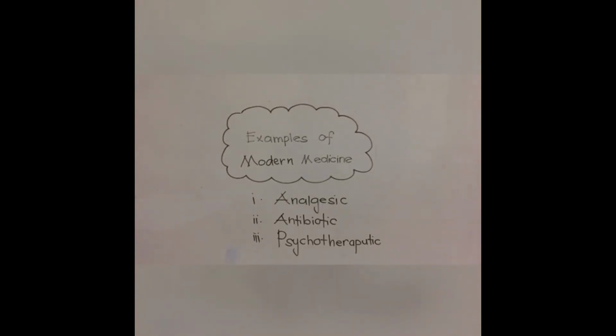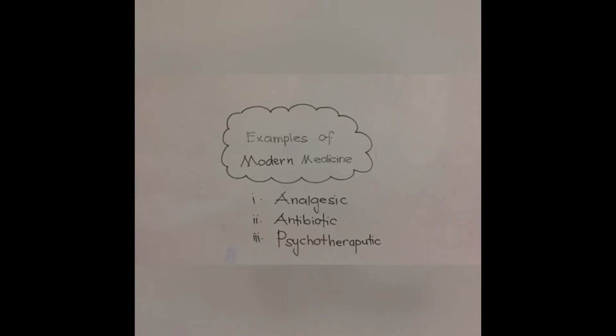Okay, so we look at the last example of the modern medicines, which is psychotherapeutics. Psychotherapeutics are also modern medicines that have been used to treat psychiatric patients. And what you should know is that psychotherapeutics have three classes, which are the stimulants, okay, number 2, antidepressants, which are basically used to treat people who face depression.